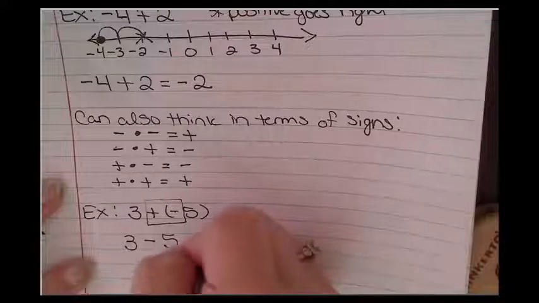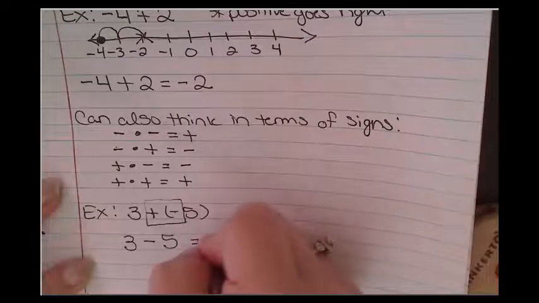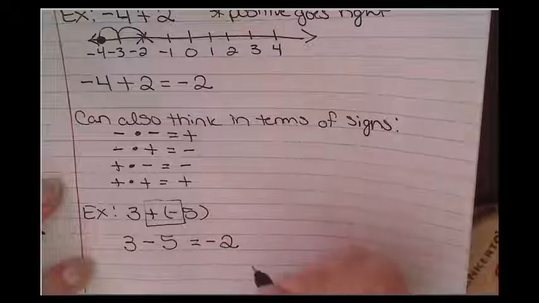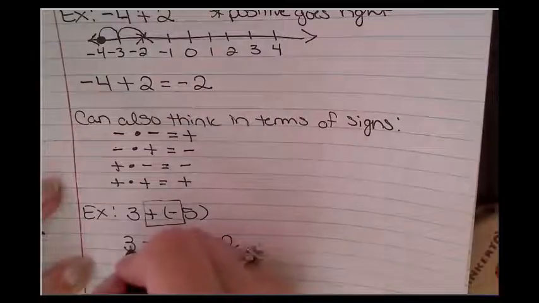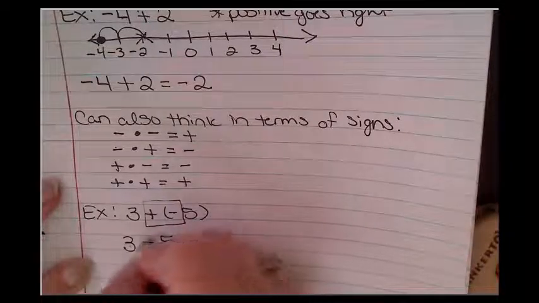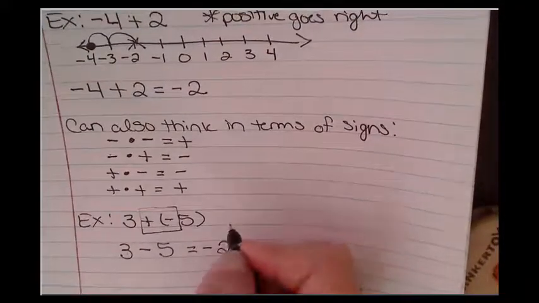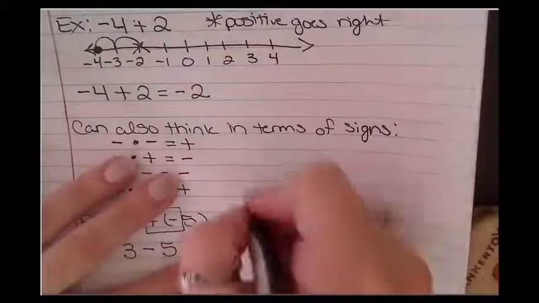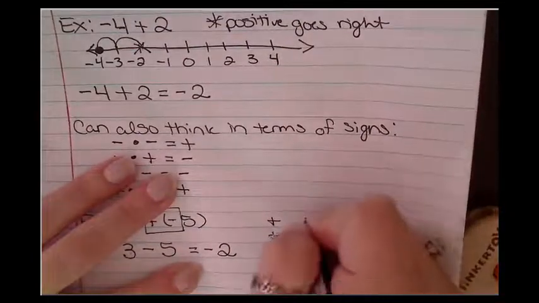So 3 minus 5 is going to be a -2. Because 5 minus 3 is 2, but then you have more negatives than you do positives. One way that some really like to think about it is pairing up. So we have a positive, a positive, a positive, and then we have negative, negative, negative, negative, negative.